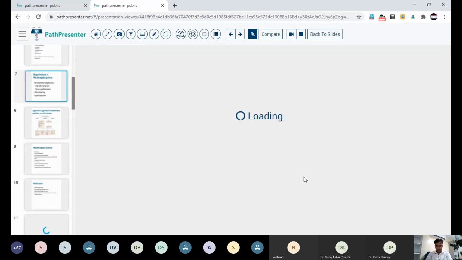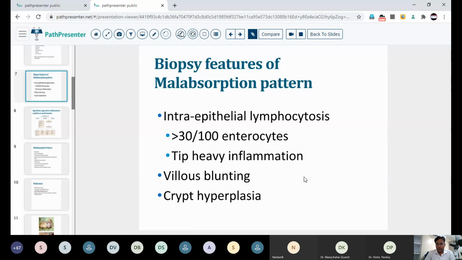So when such biopsies come, what features should we look for to say whether that is actually a case of malabsorption? For us, three features are important. First, whether the intraepithelial lymphocytes are increased, that is, are they more than 30? Older articles say the significant count is more than 40, but newer articles have established that more than 30 intraepithelial lymphocytes become significant.